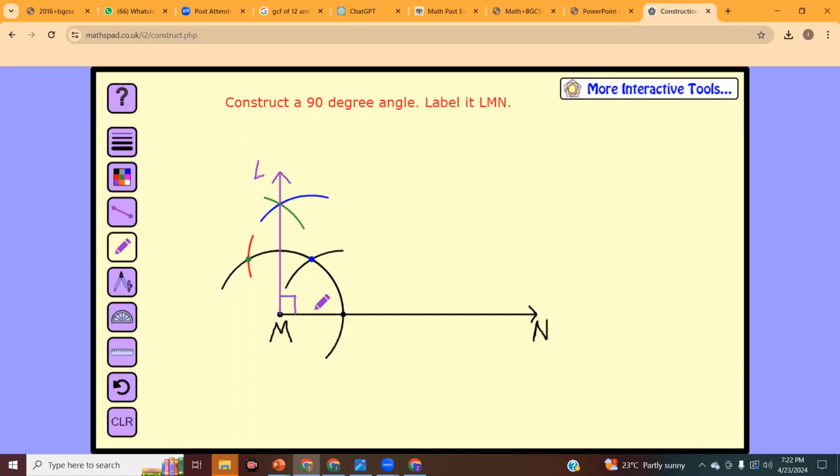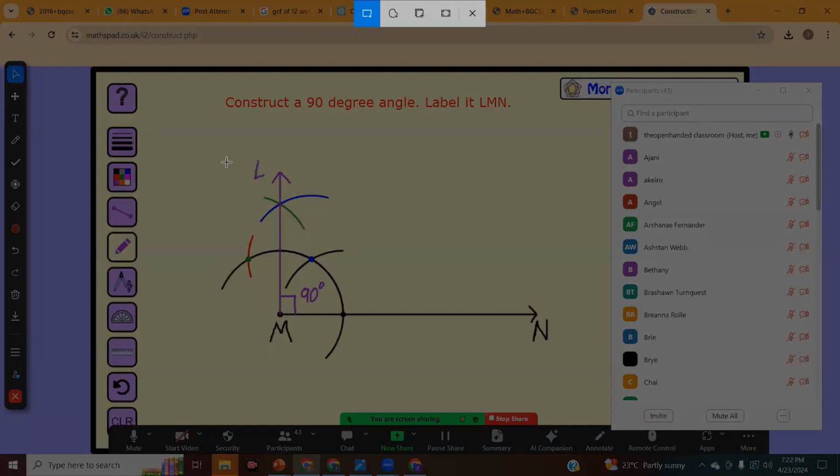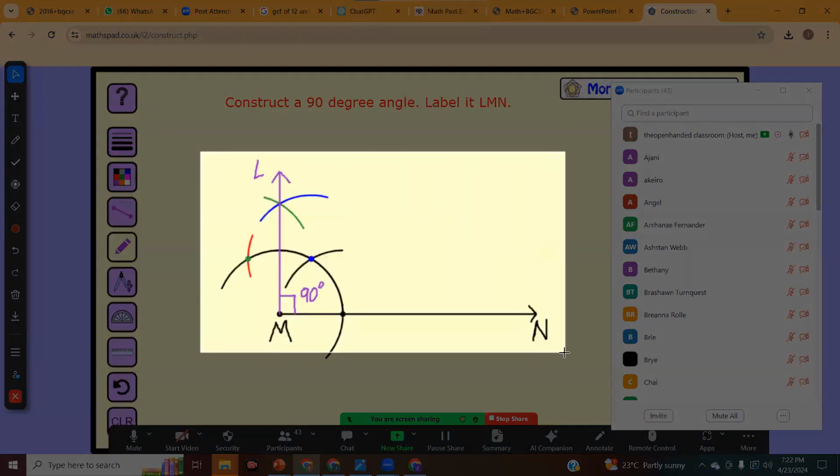So this is going to be LMN, and this is going to be 90 degrees. This is how you draw the 90-degree angle. Let me know if you all understand how we drew the 90-degree angle. Let me know if you understand before we move on.